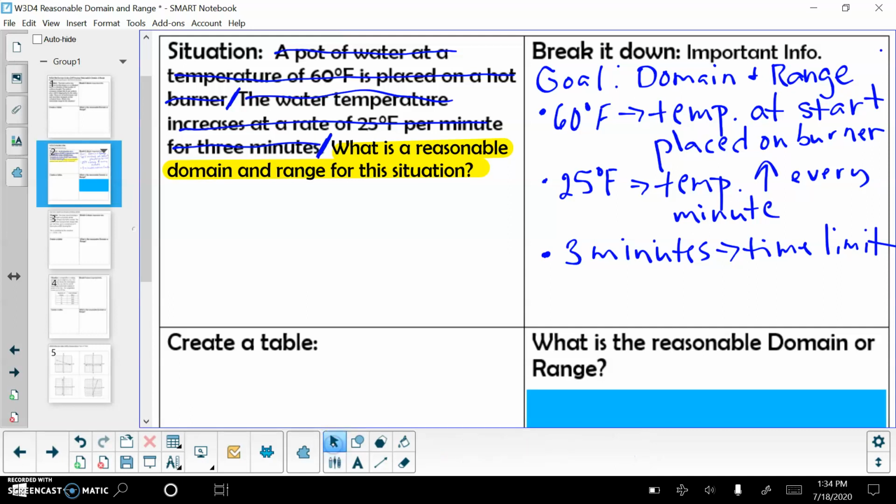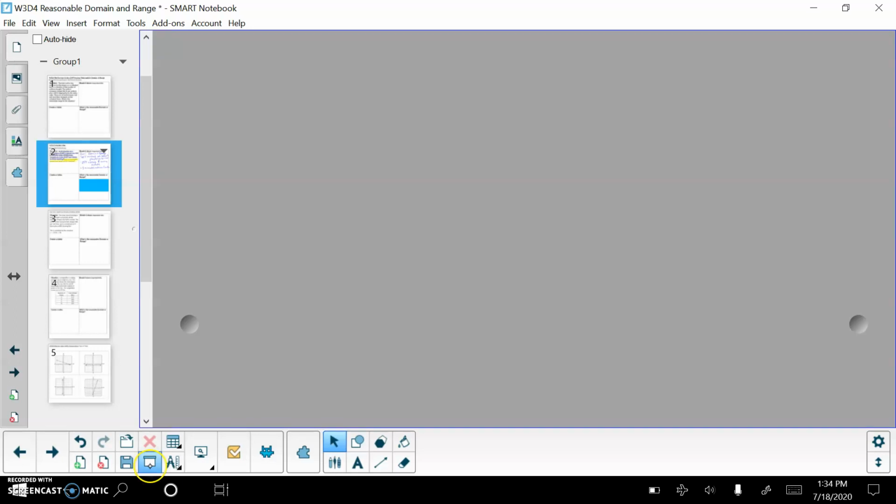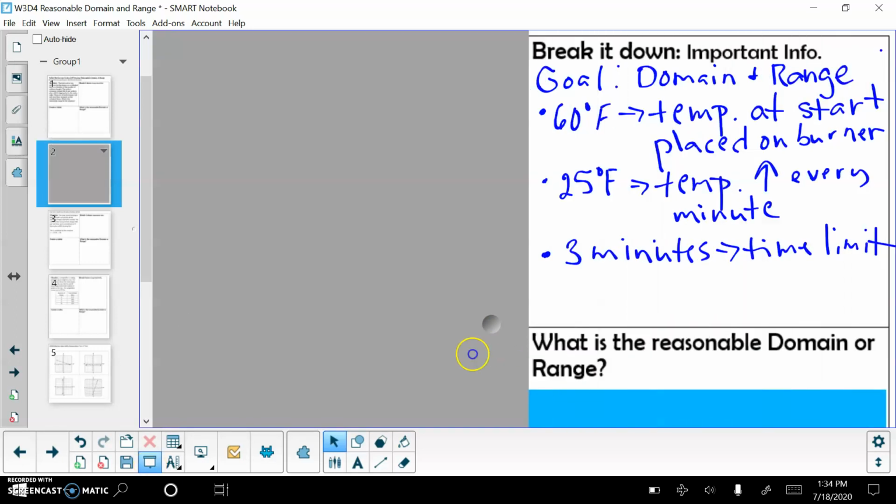The third read is to summarize to make sure that you've got everything you need to fully understand the problem and to get started creating the table of data. So just to summarize this, looking at just the breakdown side, make sure you've got everything you need. I know that this problem was about heating water on a stove. I need to find the domain and the range. I know that the water started out at 60 degrees Fahrenheit at the start when it was placed on the burner. I know that it is increasing by 25 degrees Fahrenheit for every minute that it's on there heating up, but I know that we're only going to do this for 3 minutes.